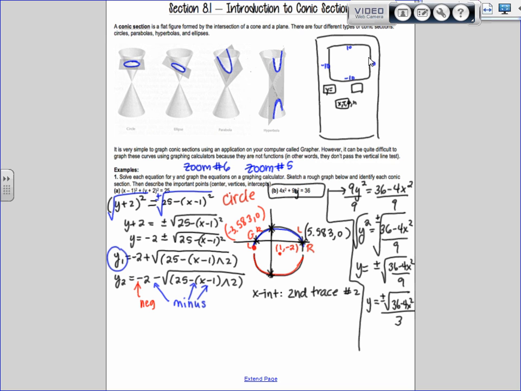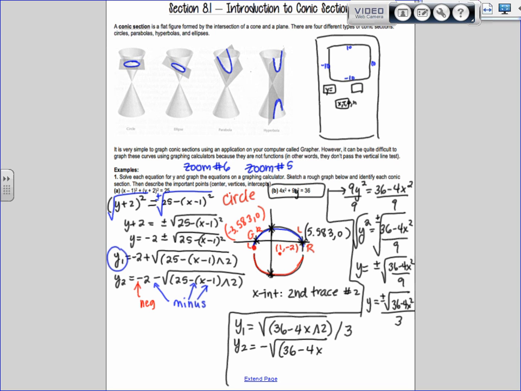All right, so we're going to have two functions that we're putting in because we have that plus or minus. I'm going to put in y1 equals the square root of parentheses 36 minus 4x squared, and then I end my parentheses over 3. And then do the second one. For y2, I have negative square root of 36 minus 4x raised to the 2, divided by 3.